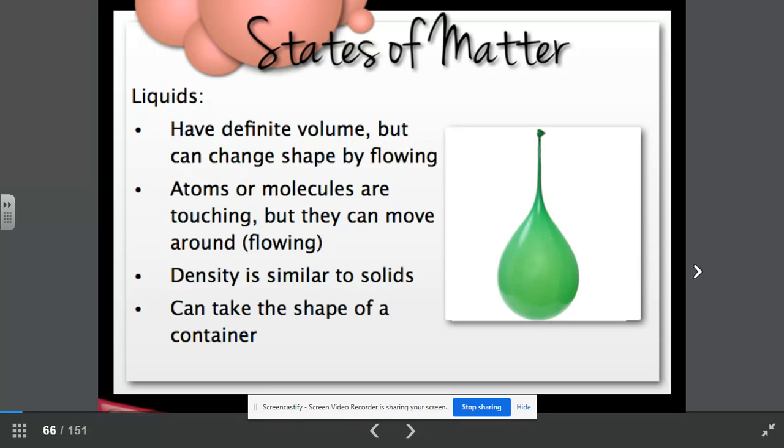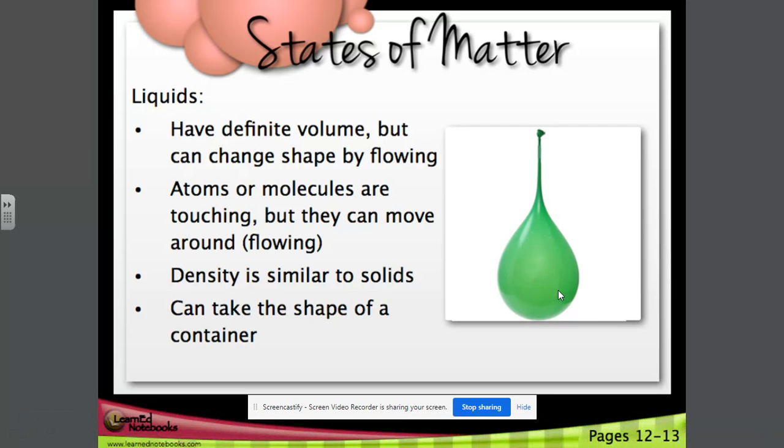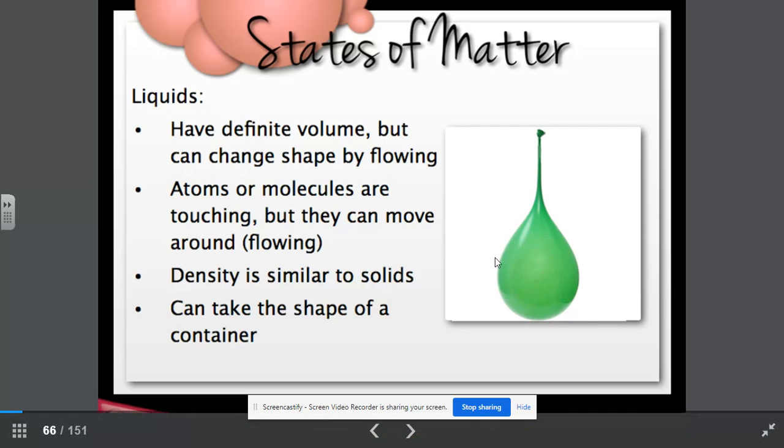Density is similar to solids, similar density to a solid, and it can take the shape of the container that it's in. So here the water is at room temperature. It is taking the shape. Gravity is doing its magic here, and it is falling. You can see that, and taking the shape of the balloon.